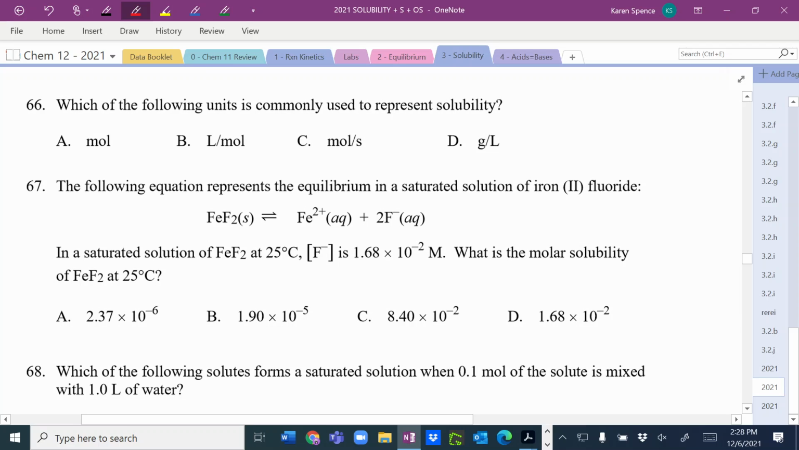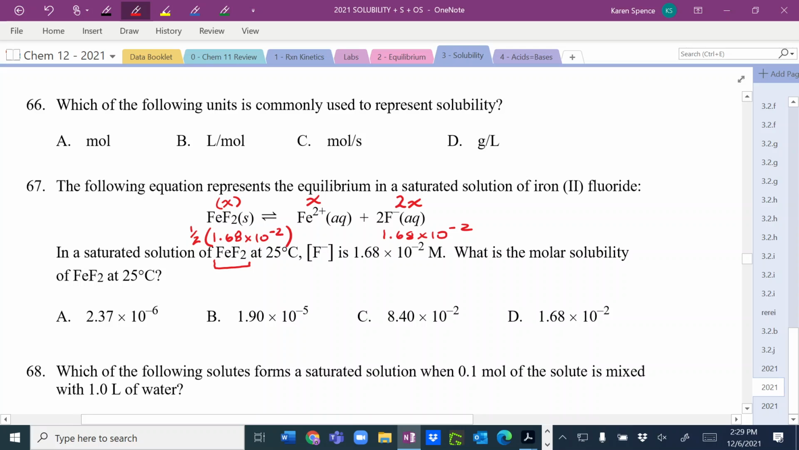So we have a saturated solution of iron fluoride, and the concentration of fluoride is 1.68 times 10 to the negative 2. Yes? Now, if you remember when we did solubility, we would say I've got X here, let X be my solubility, and then this will be X and this will be 2X. So what is the solubility? It's going to be 1/2 of 1.68 times 10 to the minus 2.